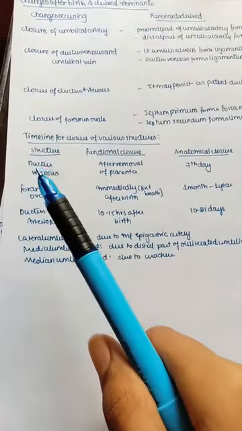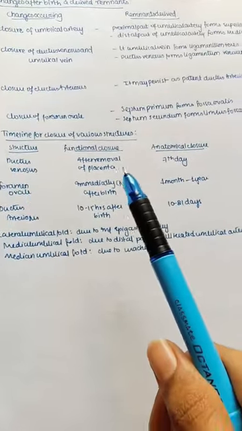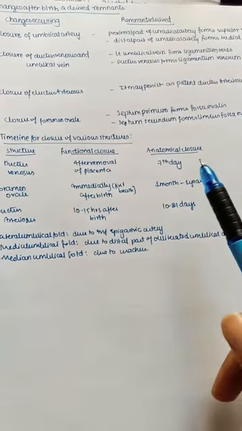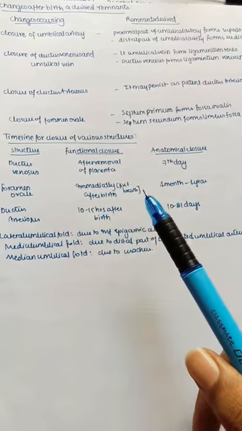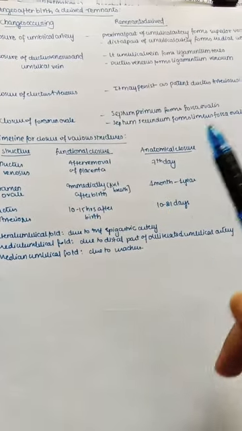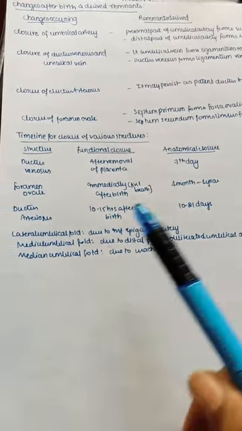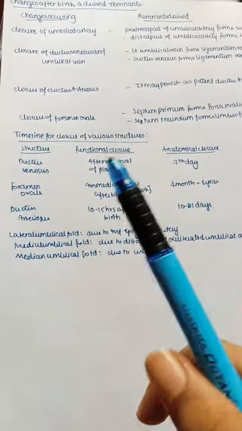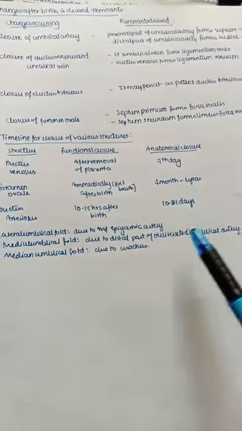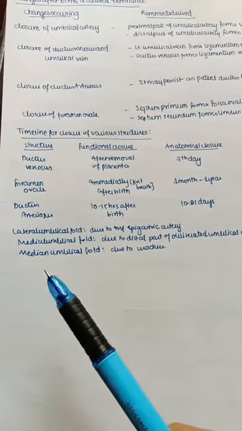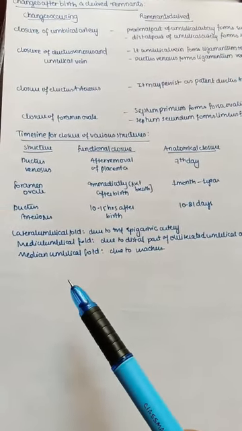Here, ductus venosus: functional closure after removal of placenta, anatomical closure on the 7th day. Foramen ovale: immediately after birth, that is the first breath, leads to functional closure, and the anatomical closure from the 4th month to 1 year. And the ductus arteriosus: functional closure 10 to 15 hours after birth, and anatomical closure 10 to 21 days. So all these folds are remnants in an adult.